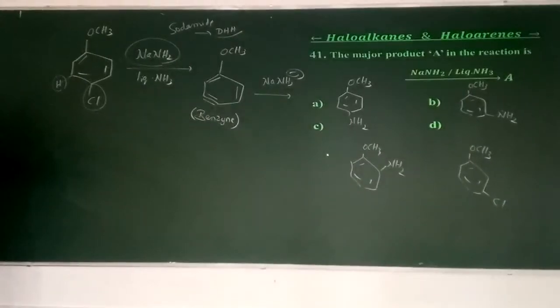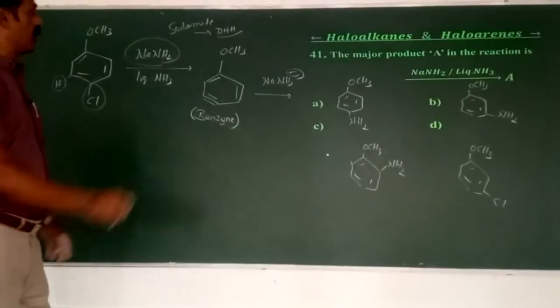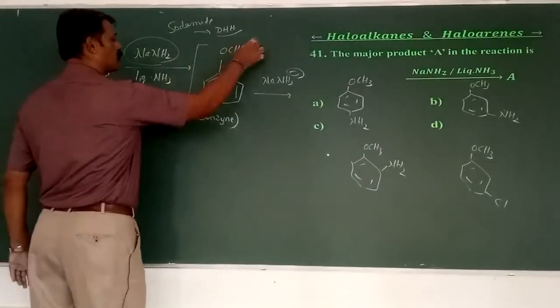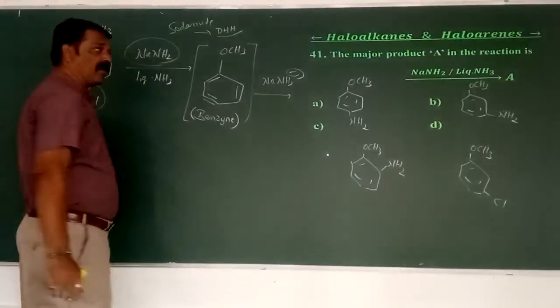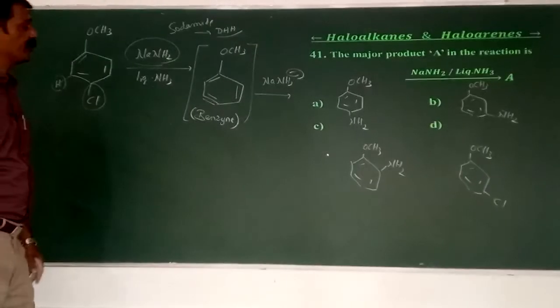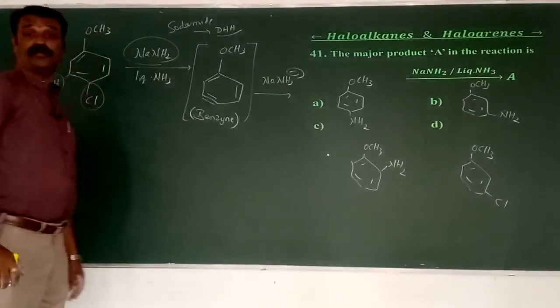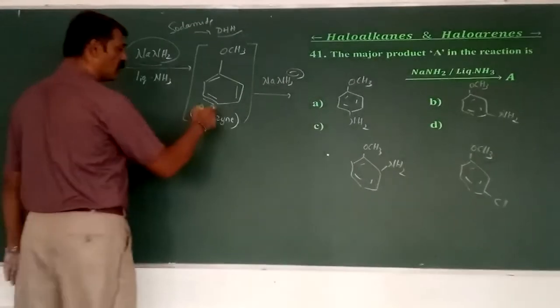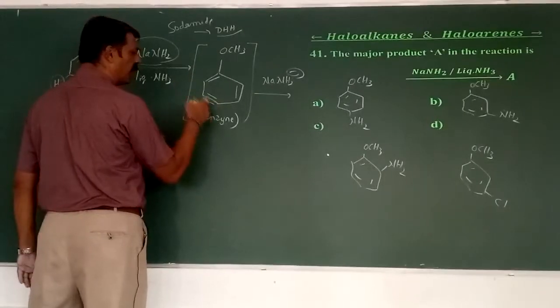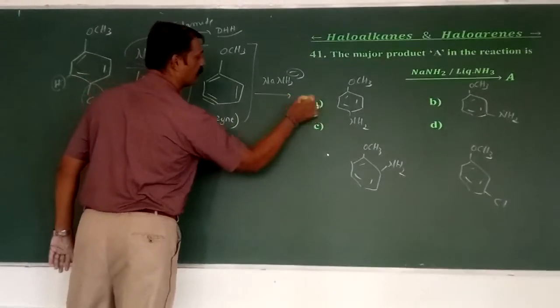The intermediate form is found to be benzyne. Why is it called benzyne? Because there is a formation of a triple bond. Now it is the attachment of NH2 minus. Where does it have to be attached? OCH3 is electron releasing. Electron releasing favors either the ortho or the para position. But here ortho is not possible, para is possible. Hence it is found to be the para product.